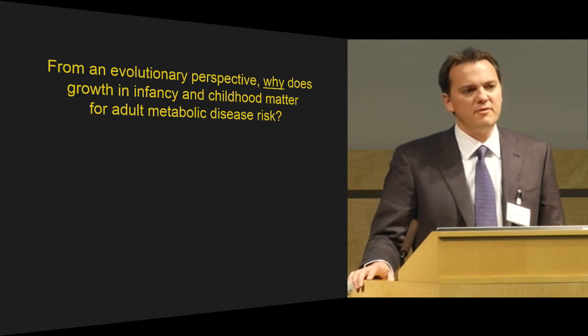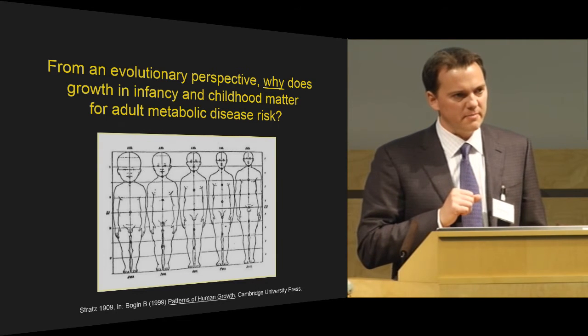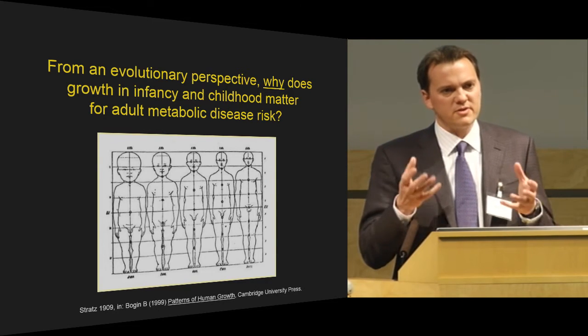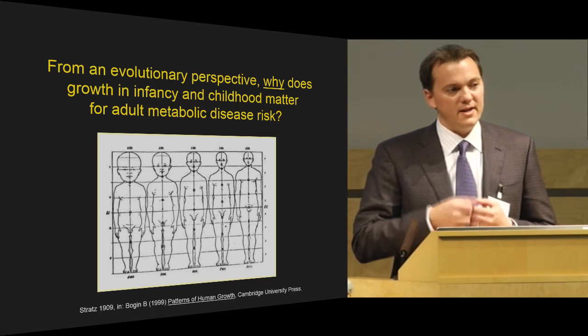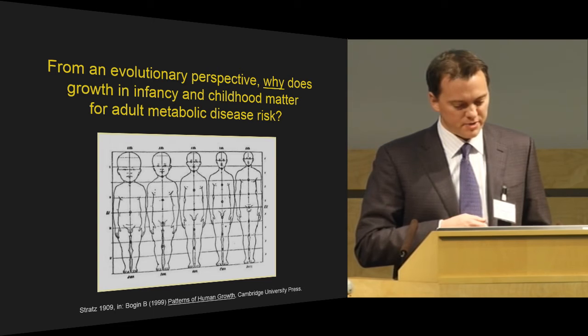But I do want to convince you by the end that if we want to have a full understanding of this, we're going to have to take the brain seriously. Because the brain, as we've heard, is a major user of glucose, and as I will show, is really dominating the body's metabolism at this age.